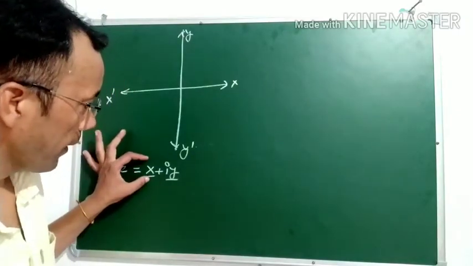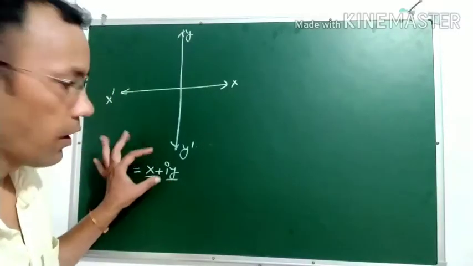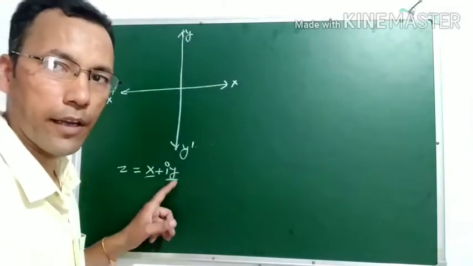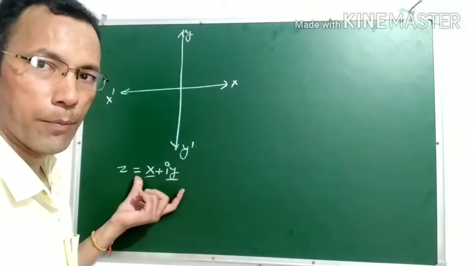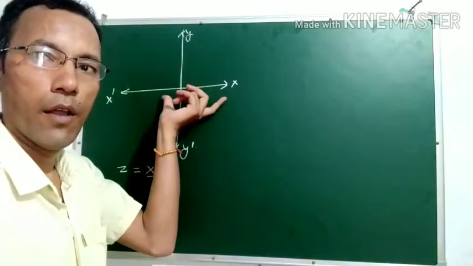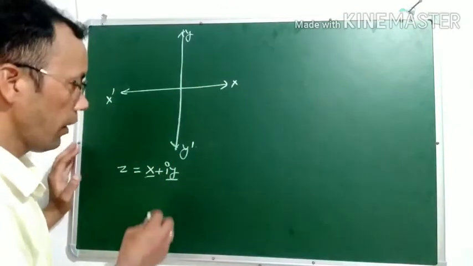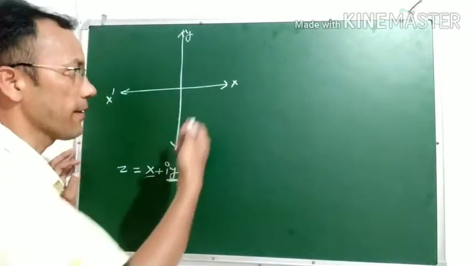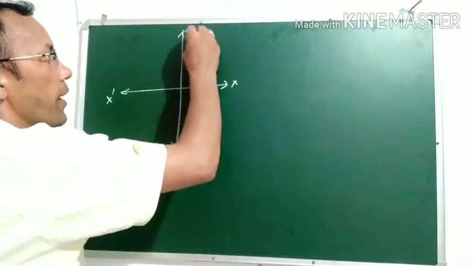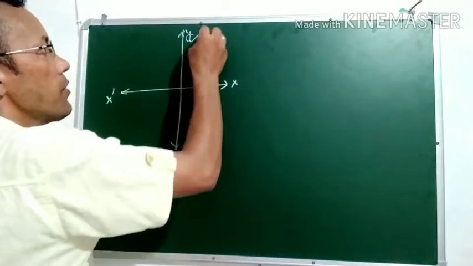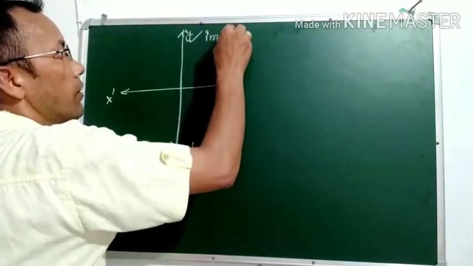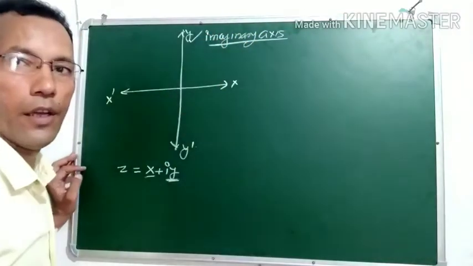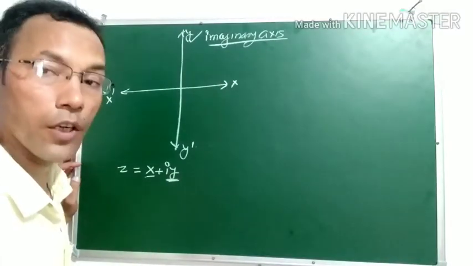that is the real part. x is real, y is real, iota y is the imaginary part, right? So x and y both are real, and these two, x and y, can be represented on this Cartesian plane. Here, if you represent this y on the y-axis, this axis is called the imaginary axis. This is called the imaginary axis here, right? And this is the Cartesian plane.